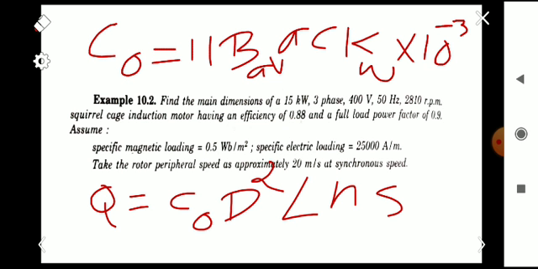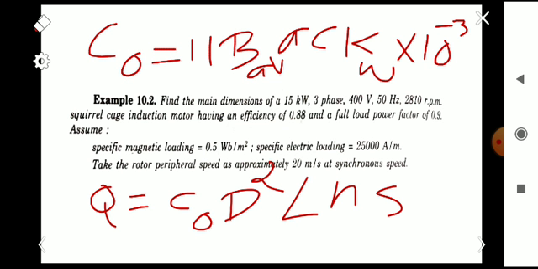So it is given as a 15 kilowatt motor, so it is the output of the motor. From that we have to find this input kVA. For that the efficiency and the power factor are given. And C0 we can find using the equation. BAV is the specific magnetic loading, and AC is the specific electric loading, and kW is not given, so we can assume the value of kW as 0.955.